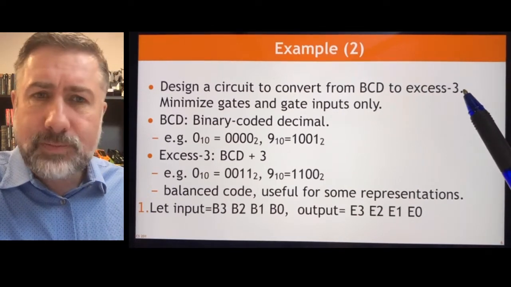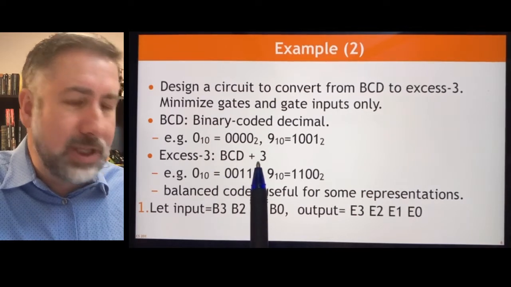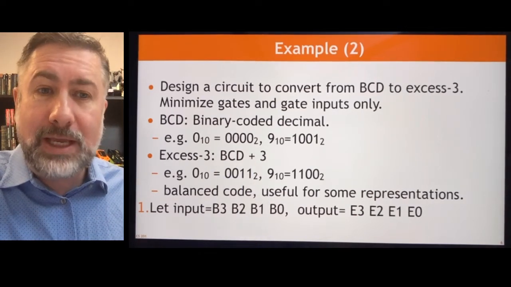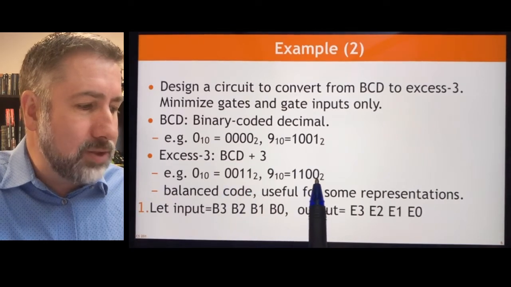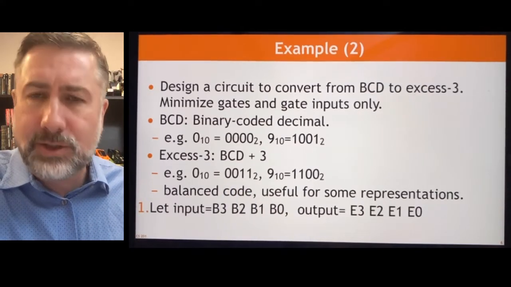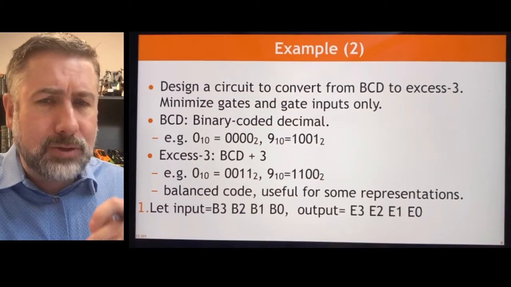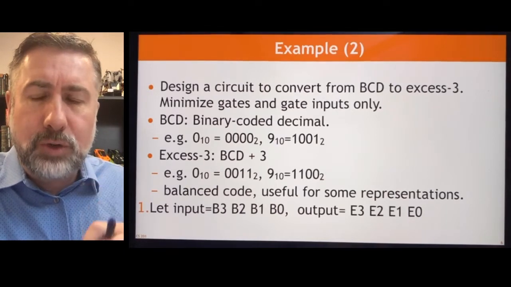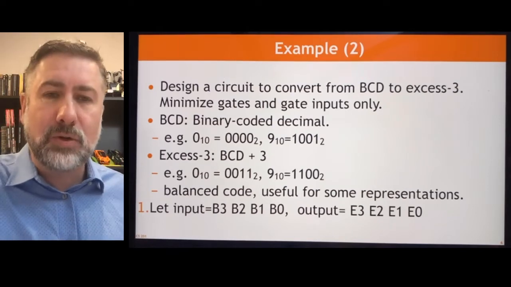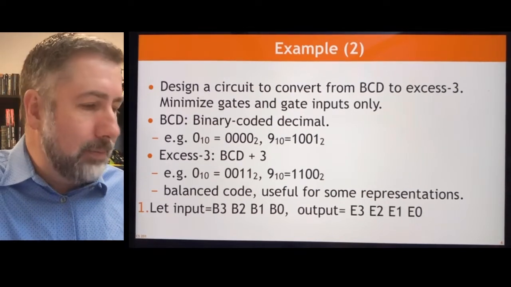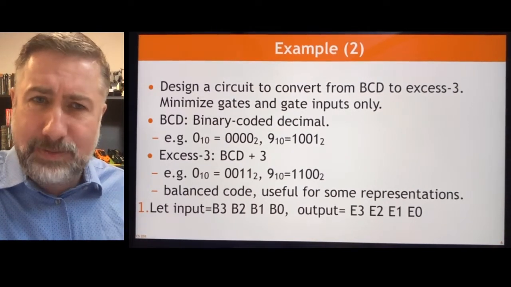XS3 is binary coded decimal, and then we just add 3 to it. We call this a balanced code because it starts at 0011 and ends at 1100. There are good reasons to use this. It's a bit of a precursor to some of the encoding techniques we're going to use for floating point numbers later on in the course. It's a biased representation, biased balanced representation.